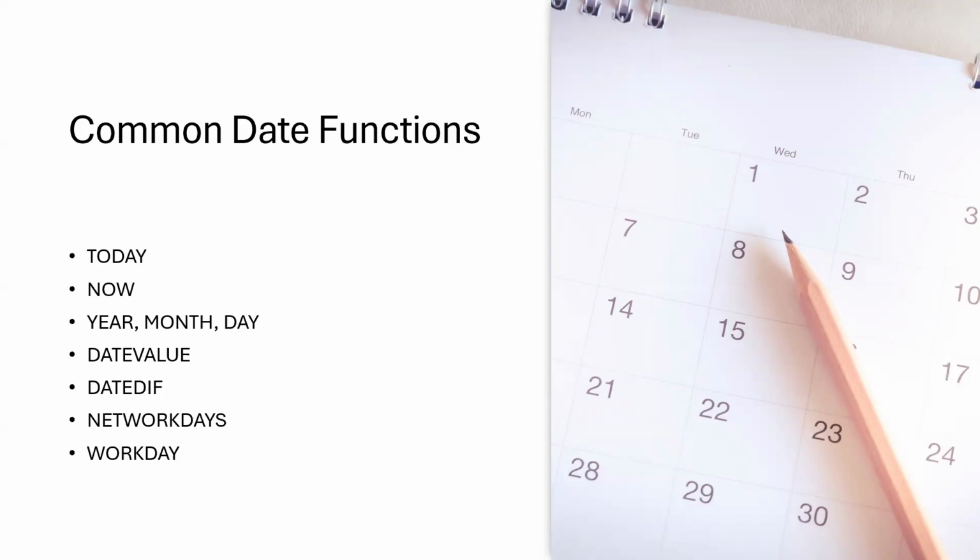And DATEVALUE is a function that gives an output of a date from a text. So you provide a text and Excel gives you the date format. Okay, and DATEDIF, which is the date difference in short. It is undocumented in Excel, I would say.